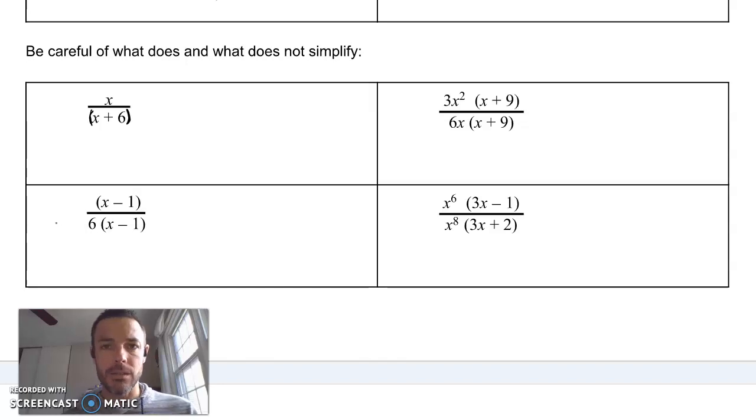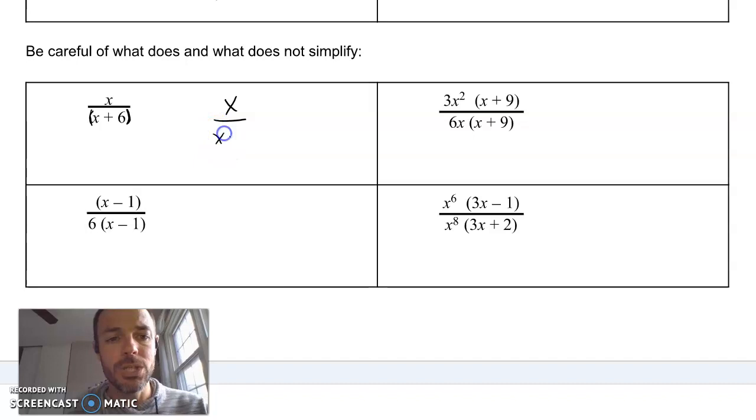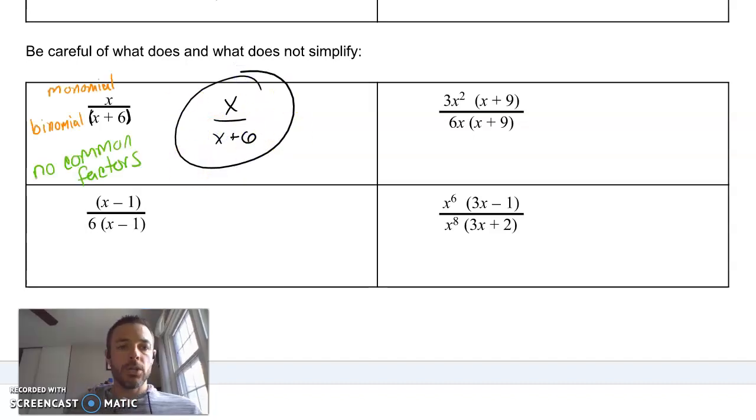Okay? So what cancels here? Nothing. You have no common factors. The only factor is a monomial x in the numerator, a binomial x plus 6 in the denominator. If I asked you to simplify this, it's already simplified. You would just leave it as your final answer. There's no common factors, and we have a monomial x and a binomial x plus 6. It's already simplified. We leave it.